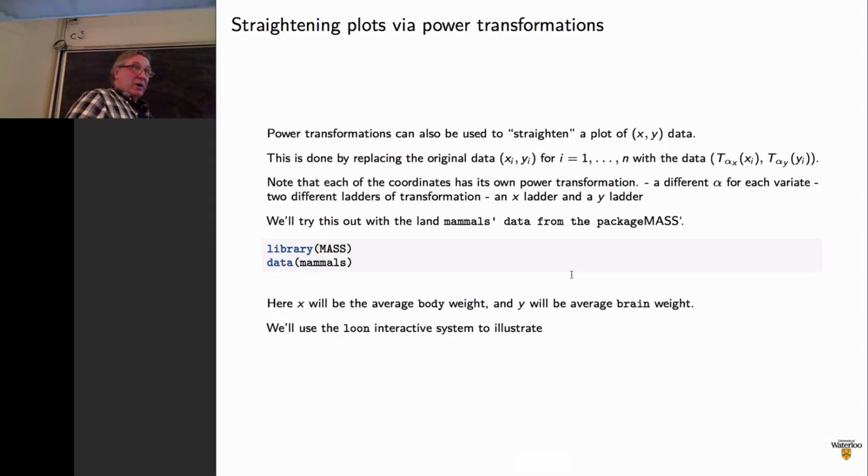Another reason you might have: now we're interested in two-dimensional data, so I've actually got X and Y data, so it's not just the single marginal distribution of one or the other that I'm interested in, but the relationship between them. So if I look at a plot of data, I could transform each of those coordinates, and I could transform them differently. That is, I could have a different power for the X and a different power for the Y. And I might do that to maybe straighten out the plot. If a plot shows some curvature, can I choose transformations to straighten it out?